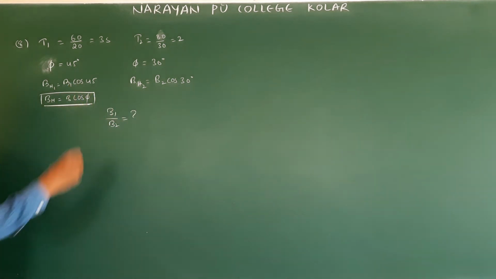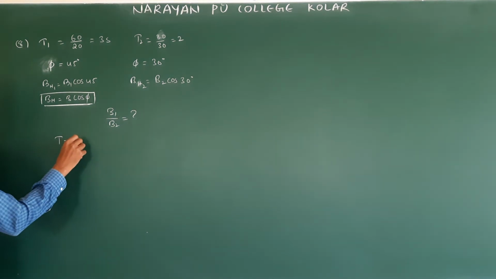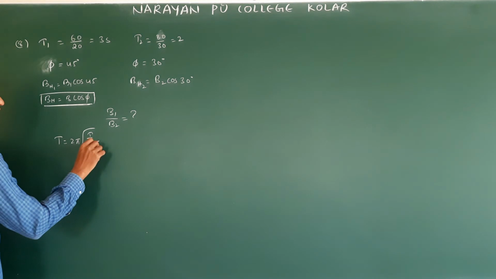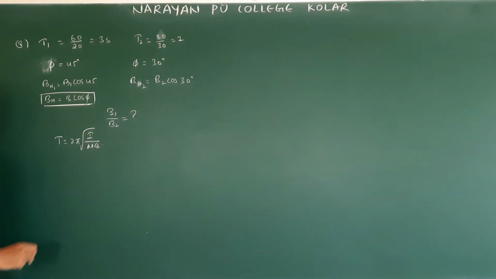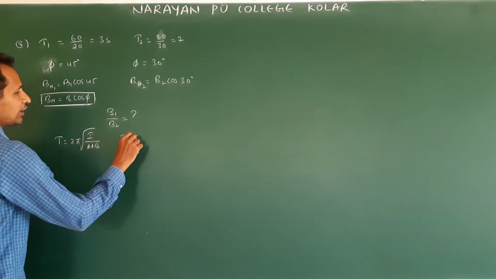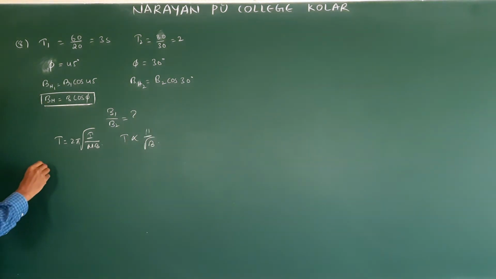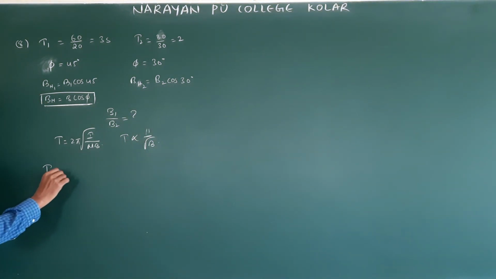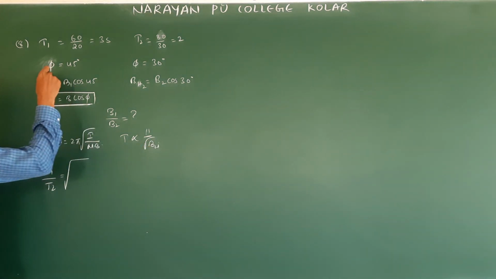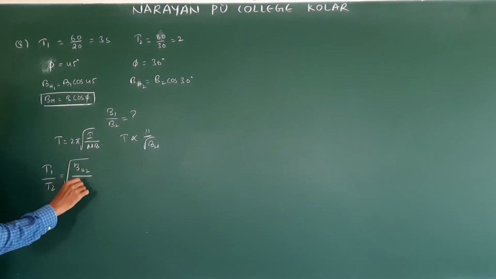First we will consider B1 by B2. What is the time period formula? T is equal to 2 pi into under root of I by mB. The magnet is not changing, so the moment of inertia does not change, and the magnetic moment does not change. T is inversely proportional to root B. From this, how do I write? T1 by T2 is equal to root of this. We are taking BH in this question, so this is BH2 by BH1.